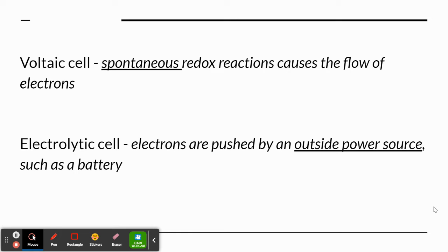The electrolytic cell is when electrons are pushed by an outside power source such as a battery. Add to that, this is also on table J, the electrons will flow uphill. They flow from least active to most active. It is a forced electron move. That's why we need an outside power source.